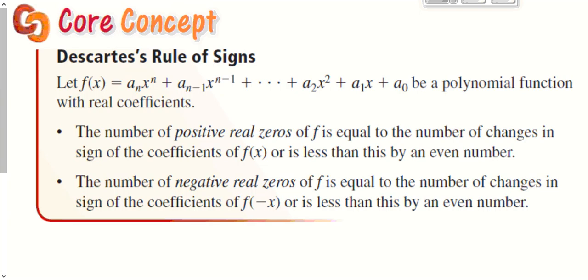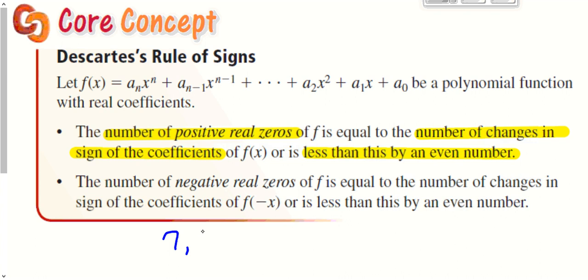Okay, so now let's look at Descartes' rule of signs. Basically, this is just saying that if you're looking at the number of positive real zeros, you can figure that by the number of changes in the sign of the coefficients. So it is either that number or less than that number by an even number. So if I'm counting sign changes and my signs change, let's say, 7 times, well then I could possibly have 7 solutions, or less than that by an even number.